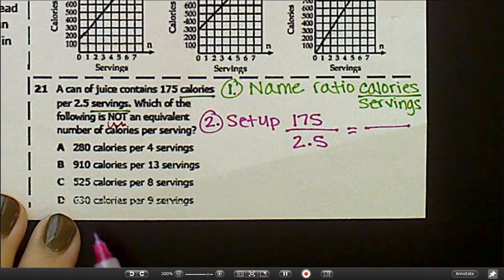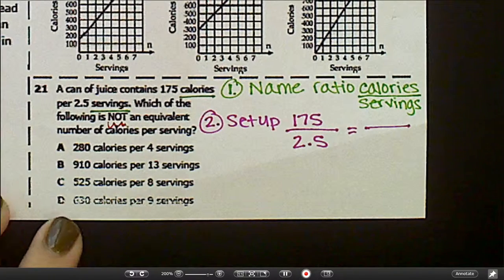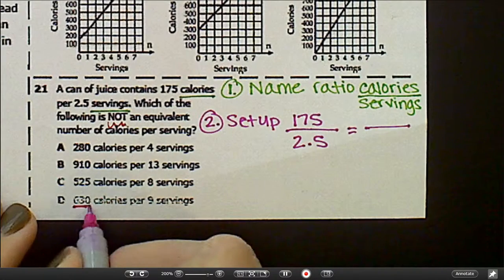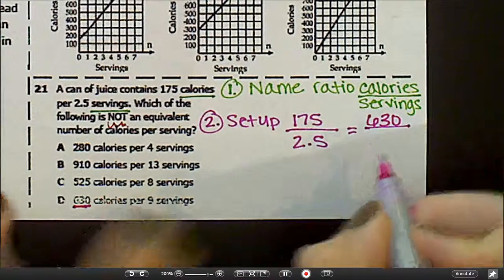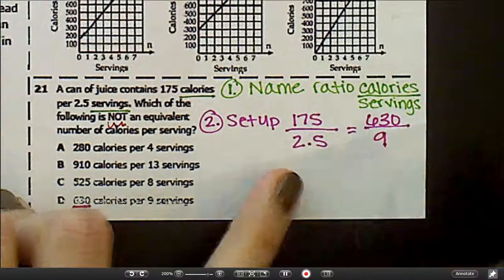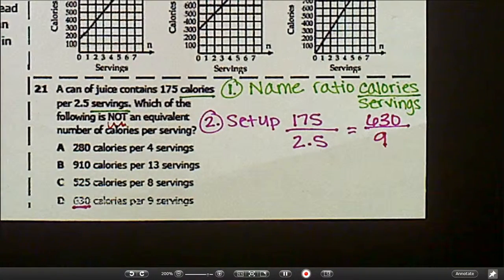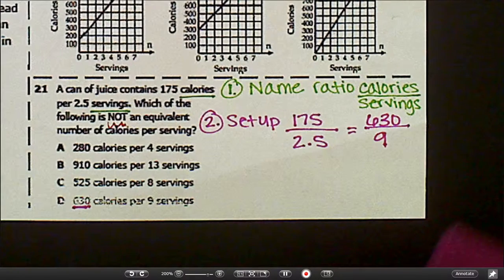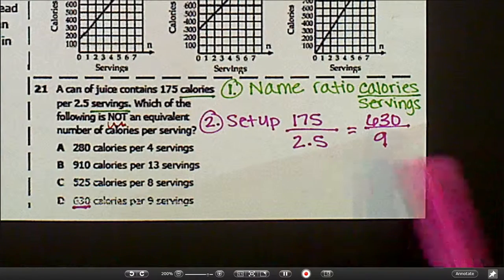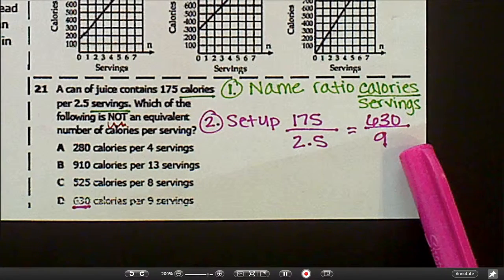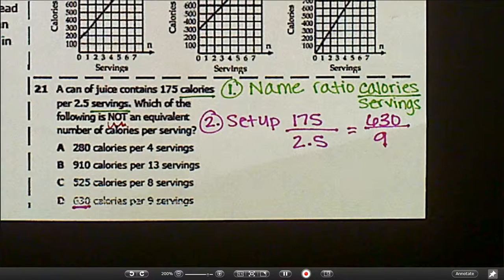I'm going to do D with you because it's kind of hard to read D. So that's 630 calories. Calories goes on top. And 9 servings. So the reason we name our ratio is to make sure that we're continuing to set it up the same way throughout the problem. If I had put 9 on top and 630 on bottom, it would have completely wrecked my whole proportion.